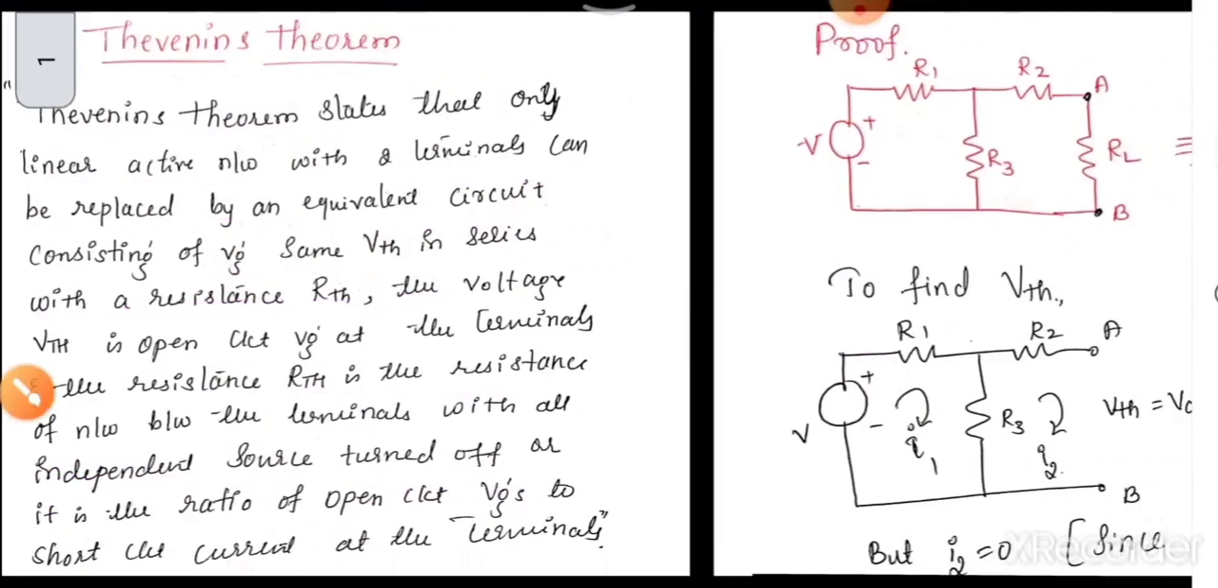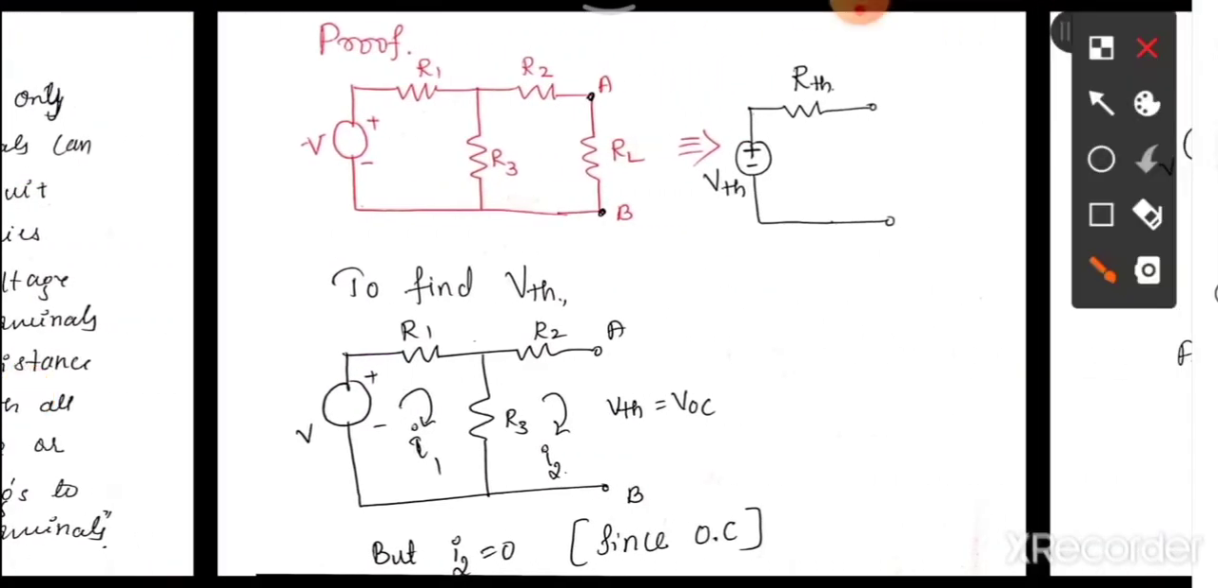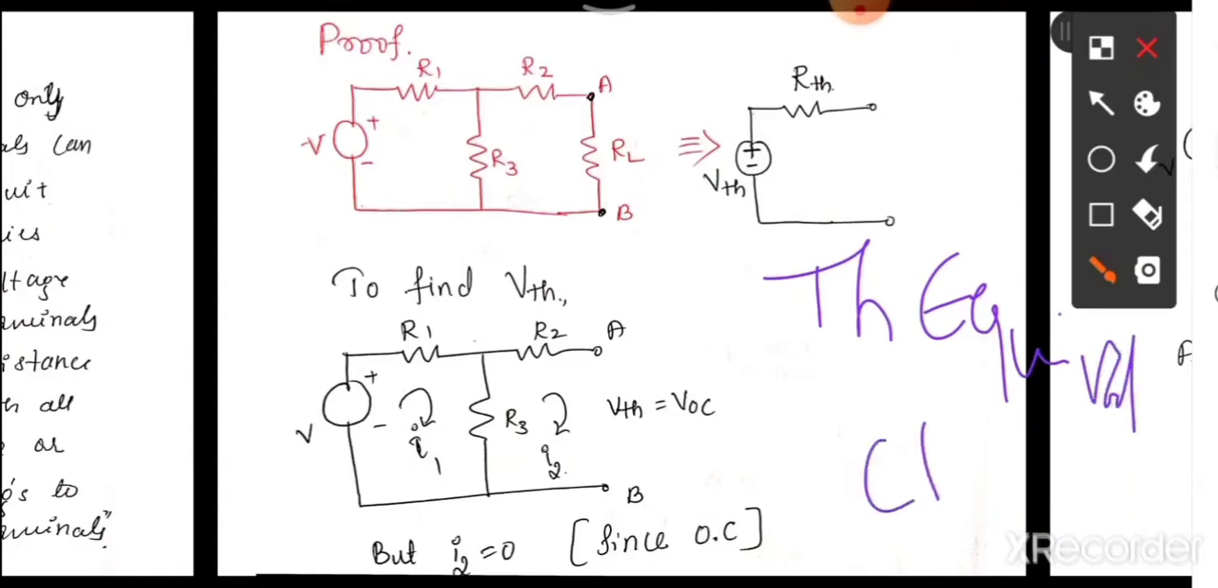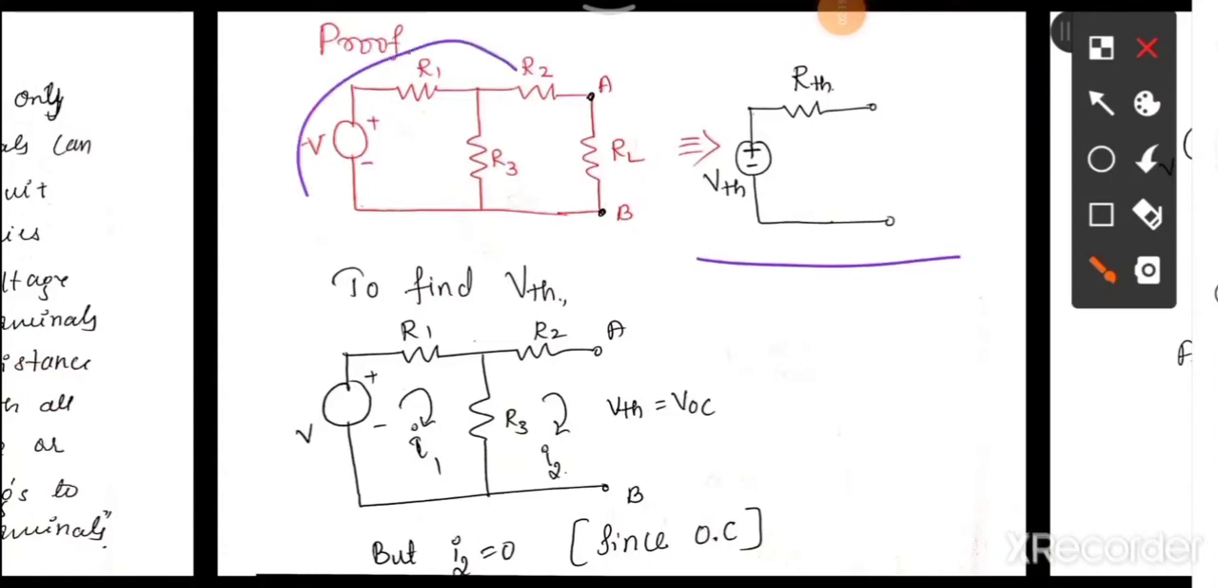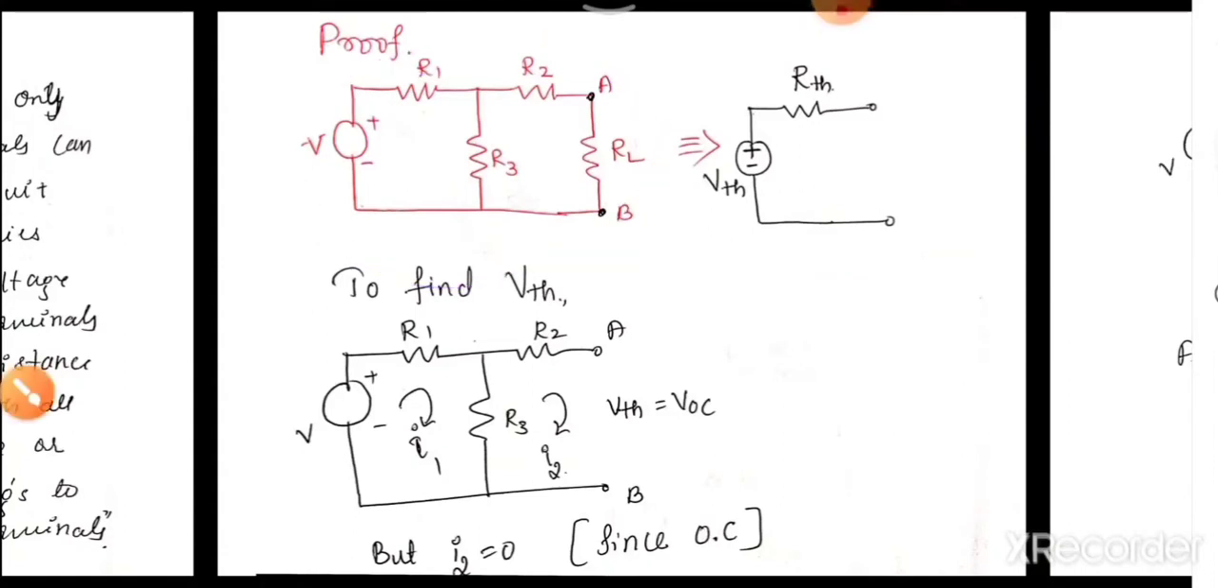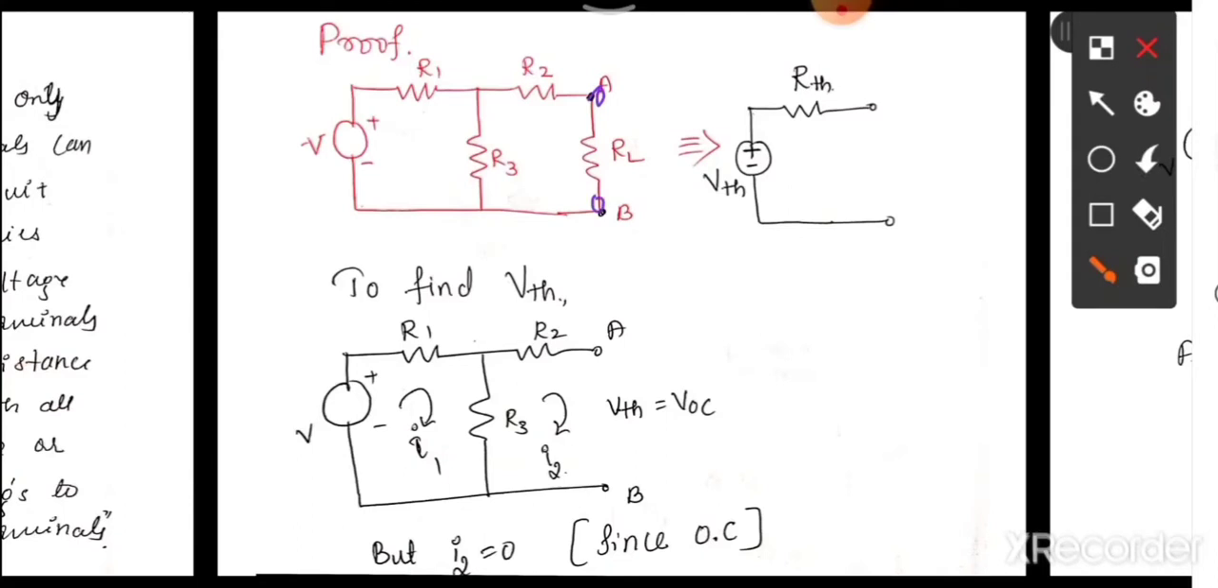Let's take a proof of this. Consider this network which has a voltage source, and we are asked to write Thevenin's equivalent circuit, TEC. This is any complicated network between the AB terminals. We have been asked to draw the Thevenin's equivalent circuit between the terminals A and B.